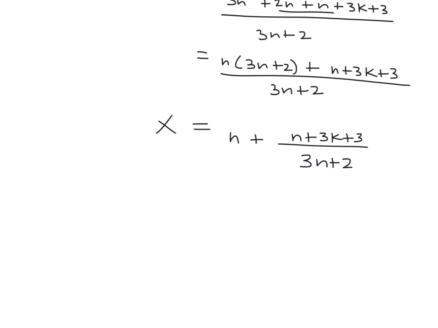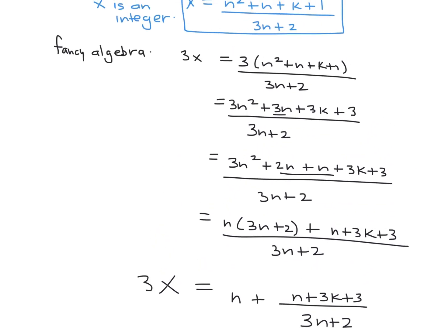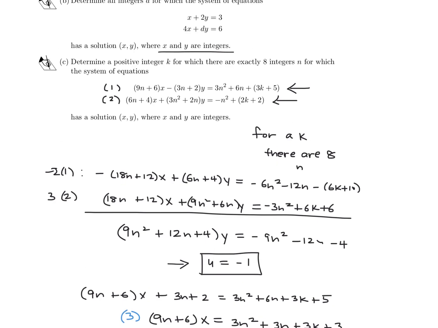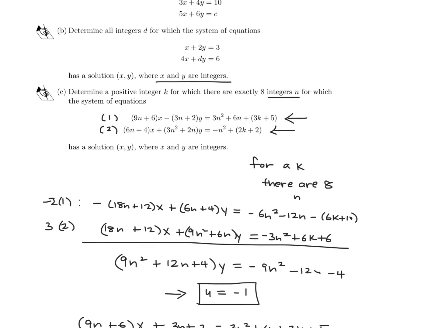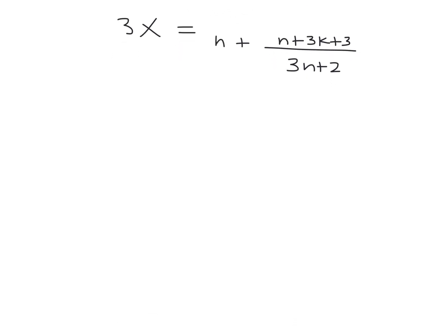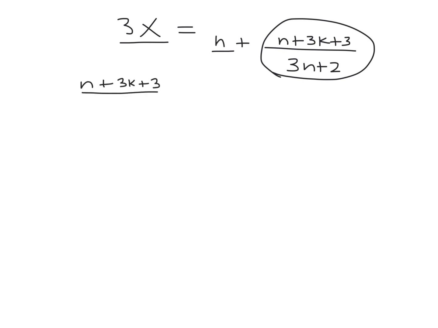Okay, so what have I achieved by doing that? Oh, sorry, I think this was 3x. Yeah, sorry, 3x, because it's 3x up here. Okay, so let's discuss this. What have we achieved here? Well, is n an integer also? Let me go back to the question. Integers n, yeah, n is an integer. So x is an integer and n is an integer. So this is an integer. So the only way that 3x could be an integer is if this is an integer. So we have to now concentrate on making n plus 3k plus 3 over 3n plus 2 an integer.